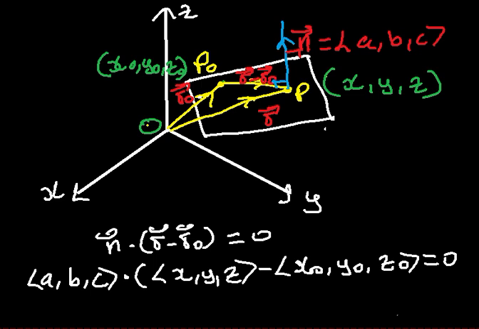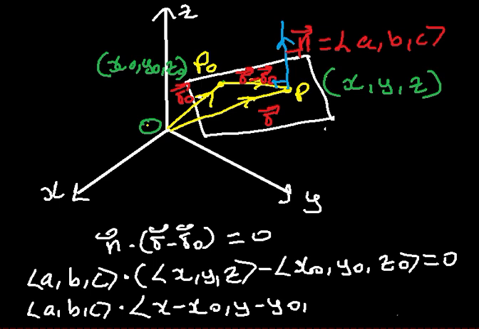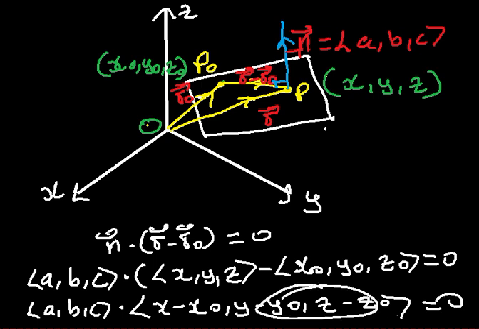Of which we can subtract these vectors component-wise. So that is to say, we'll have a, b, c, and the dot, we'll have x minus x naught, y minus y naught, and also z minus z naught, and which is equal to 0. This is what you call the vector equation of a plane.